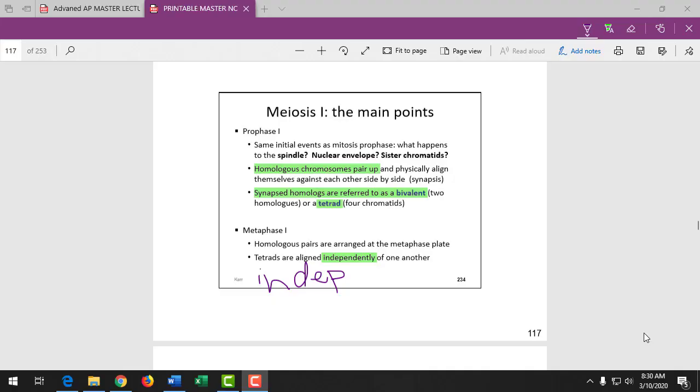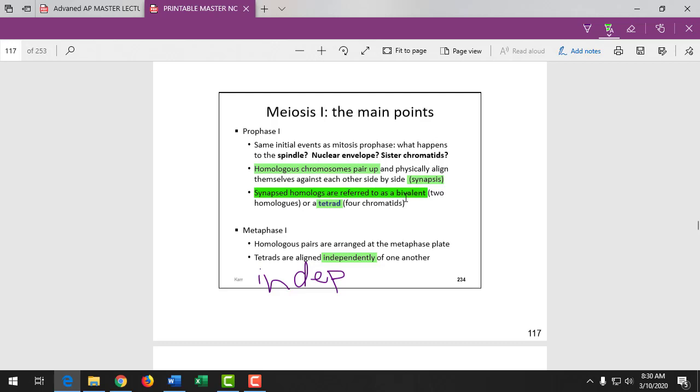So when you think of Meiosis 1, that is where all the genetic variation is occurring. We've got the homologous chromosomes pairing up, called synapsis. We'll highlight that word. We have the formation of those two homologous chromosomes. We call that a bivalent or a tetrad.